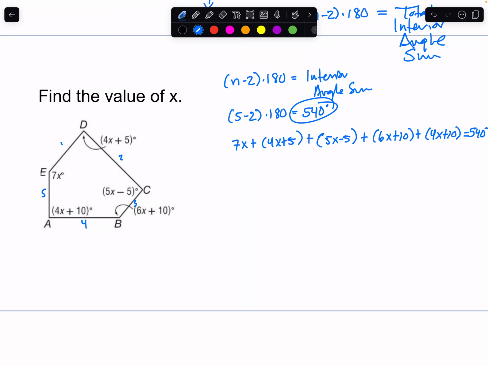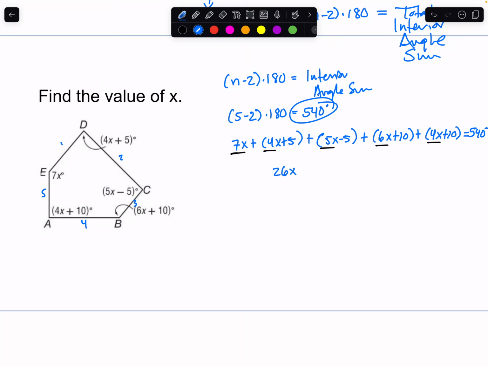Since there are no numbers in front of the parentheses, I don't have to worry about the distributive property, right? Therefore, I can just ignore the parentheses, and I can start combining like terms. So I combine the x's: 7x, 4x, 5x, 6x, and 4x. When I add those up, 7 plus 4 is 11. 11 plus 5 is 16. Plus 6 plus 4. I get a total of 26x.